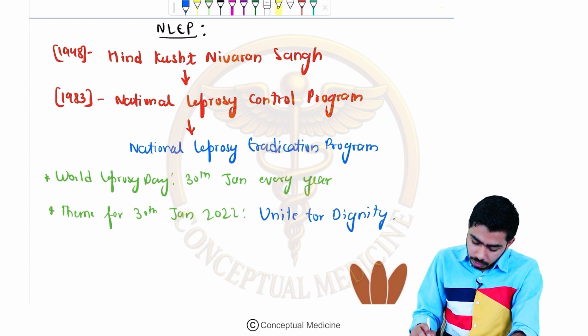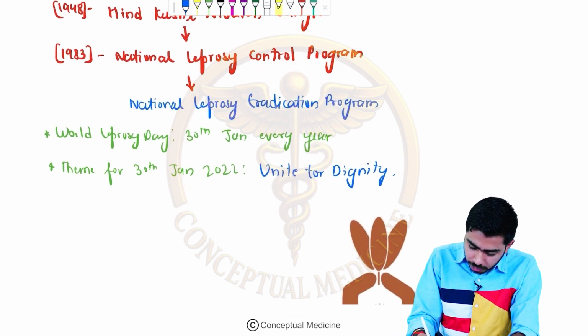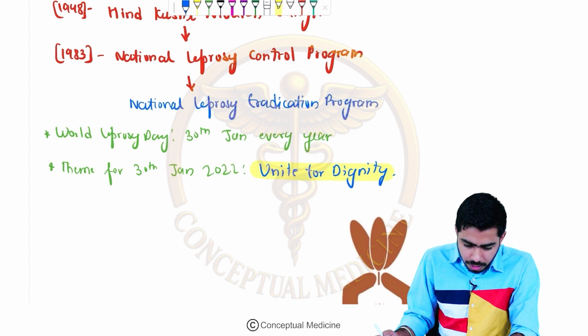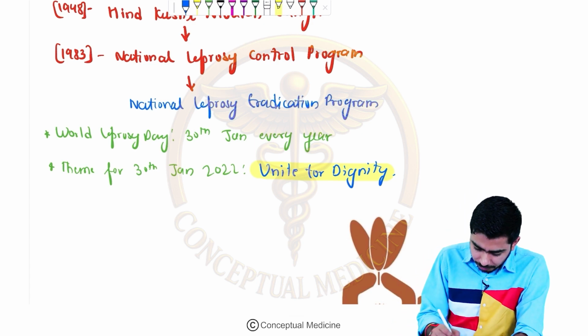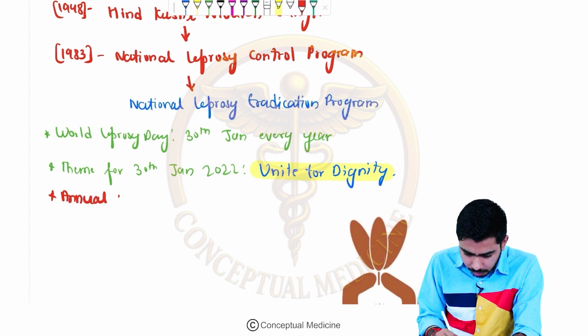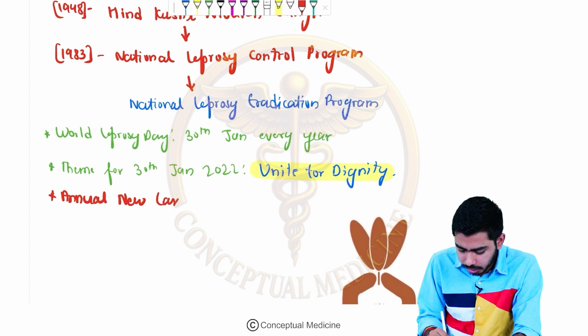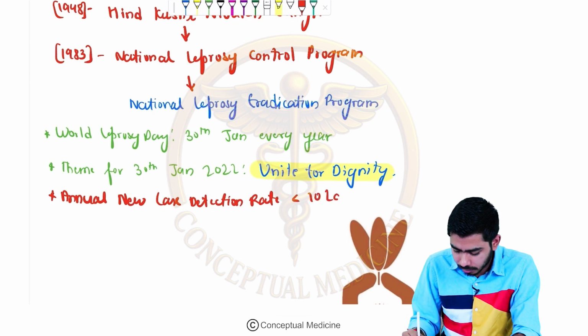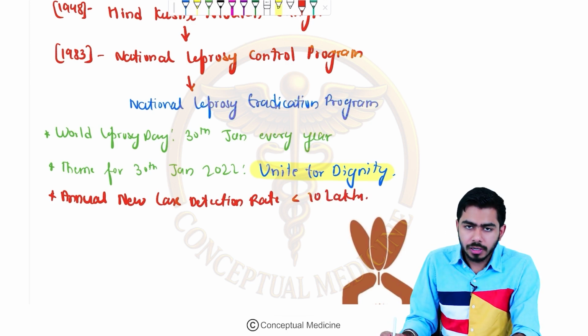Might be asked, never know. So that is the thing over here, unity for dignity. That was the theme for the leprosy, right? Okay. Then guys, one more important data which I shall share with you over here, that annual new case detection rate, that is lesser than 10 lakhs. That is lesser than 10 lakhs, right?